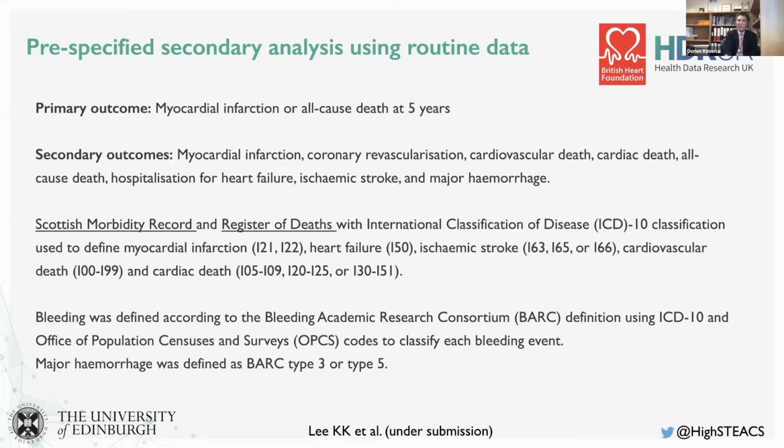So a couple of considerations with the secondary analysis. First of all, we have a primary outcome here, which is subtly different from the primary outcome at 1 year because we are not adjudicating events. So we opted for myocardial infarction or all-cause death as the most stable and least likely to be influenced by bias outcome.